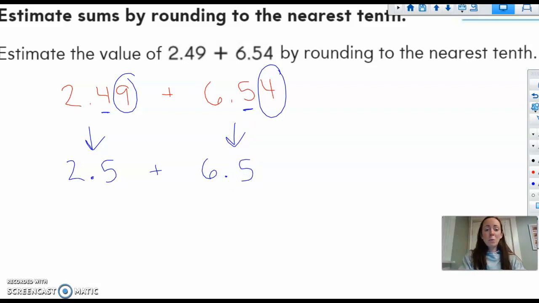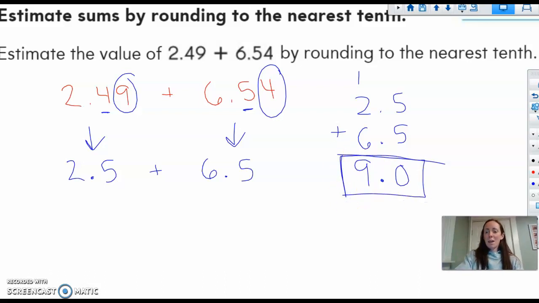Okay, so now that I have them both rounded, I'm going to write them vertically so I can do this addition. You might be able to do it mentally, but I just like to make sure I'm doing it correctly and showing it all the way out. So notice I lined up all of my ones, my decimal points, and my tenths place. I'm going to start with my tenths place. 5 plus 5, I get 10. And I carry that 1 over into our ones place. 6 plus 2, I get 8, plus 1 is 9. So our final estimated answer, I get 9.